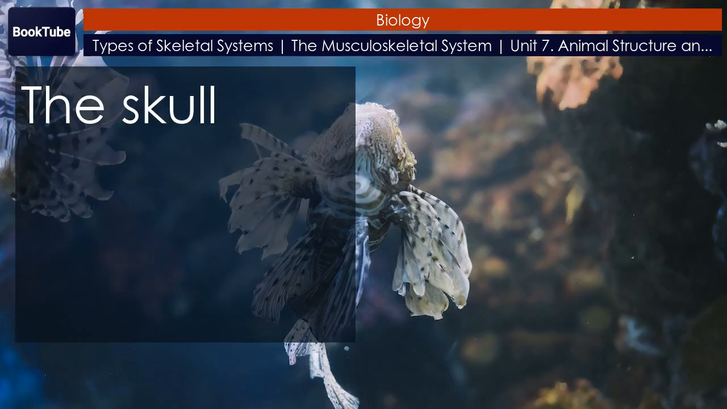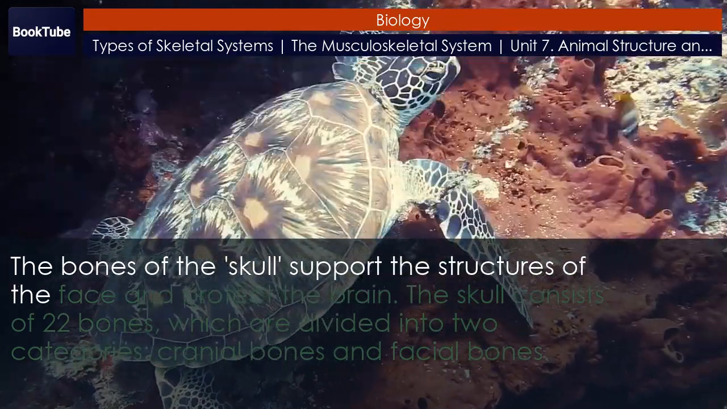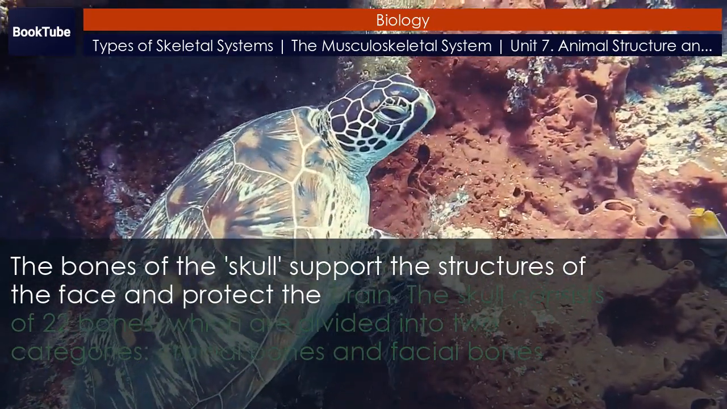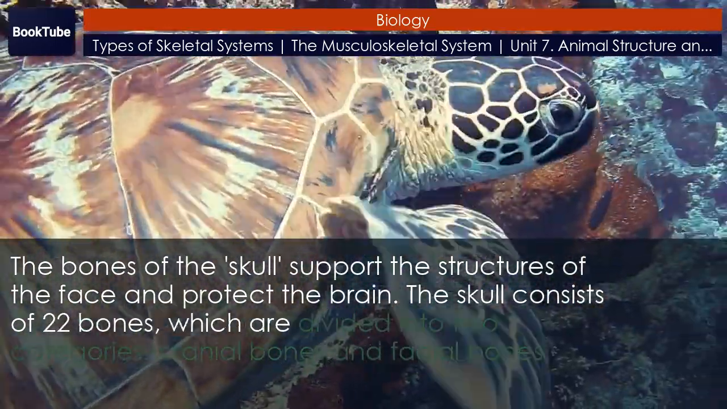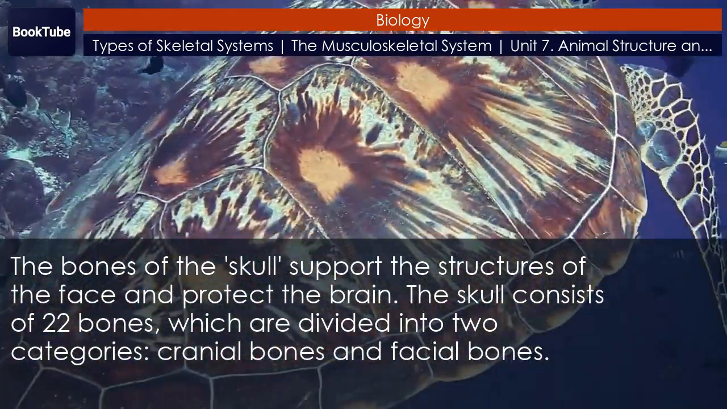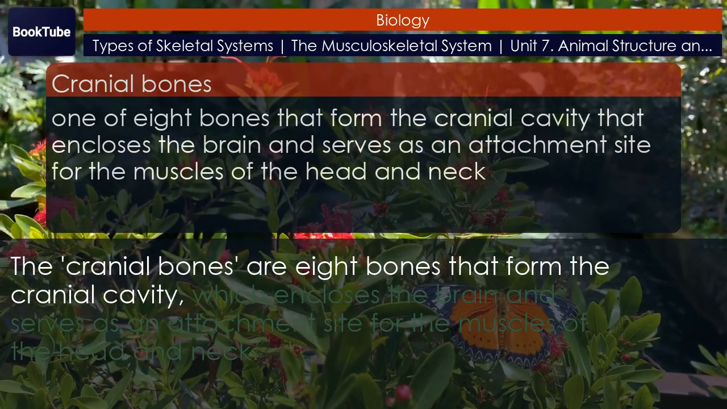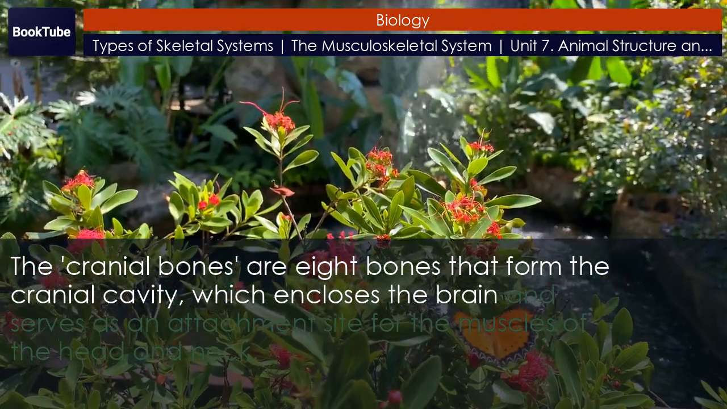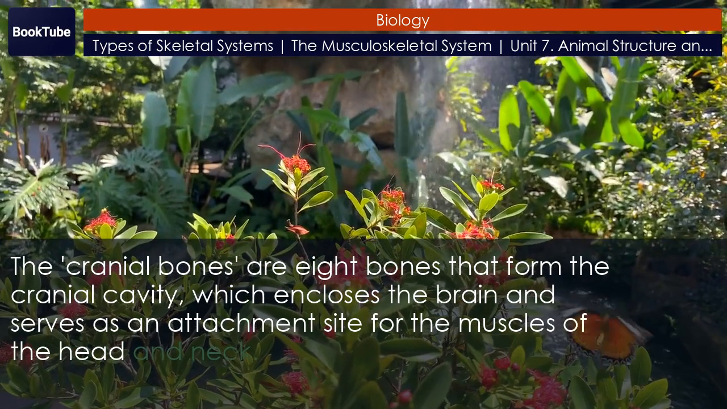The skull. The bones of the skull support the structures of the face and protect the brain. The skull consists of 22 bones, which are divided into two categories: cranial bones and facial bones. The cranial bones are 8 bones that form the cranial cavity, which encloses the brain and serves as an attachment site for the muscles of the head and neck.